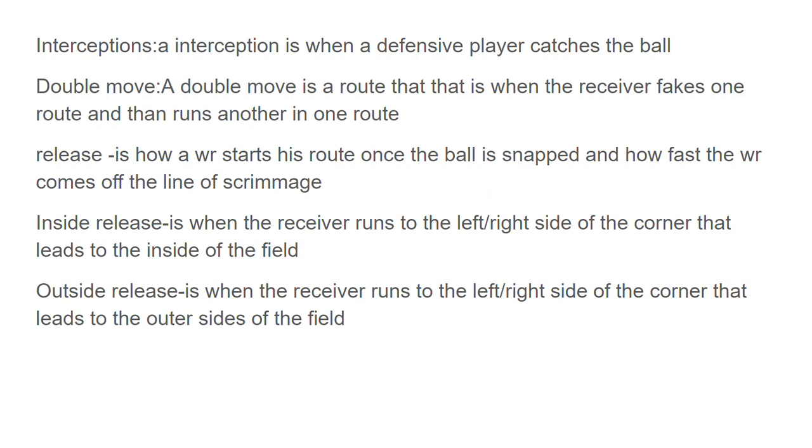A double move is when the wide receiver runs a fake route and then it turns into a different route. A release is how the receiver starts his route. An inside release is when the receiver goes to the inside of the DB, so to his left or right, depending on which side of the field you're lined up. If you're on the left, it'll be to the receiver's right. If you're on the right, it'll be to the receiver's left. And then the outside release is the opposite of the inside release.